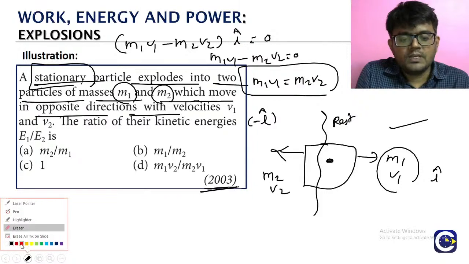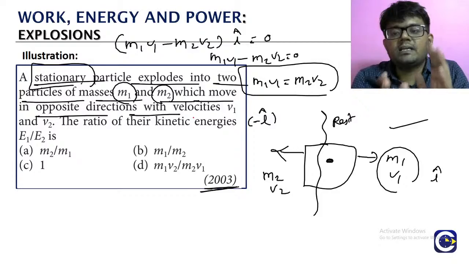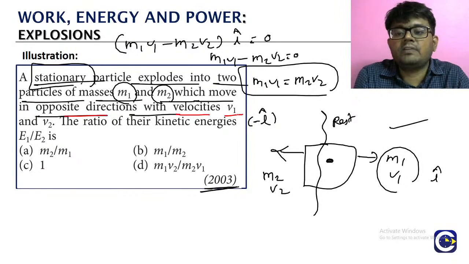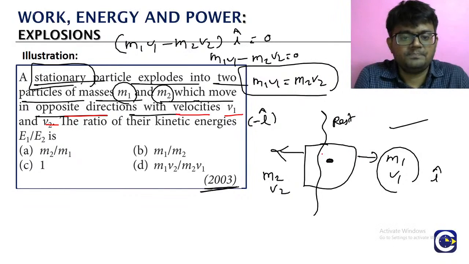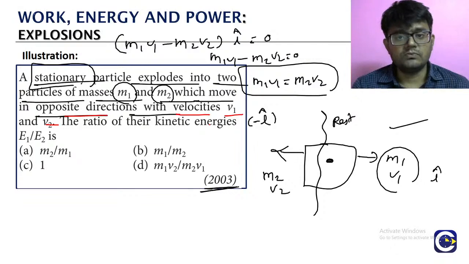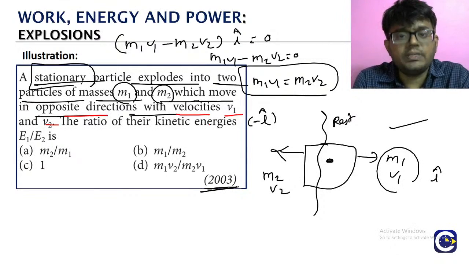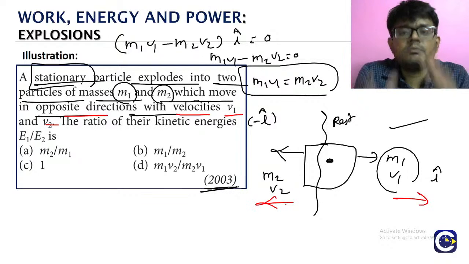So in the question, what is the question? Stationary particle exploding into two parts, m1 m2, which move in opposite direction with velocities v1 and v2. It is just as we discussed here. They are moving in opposite directions. Definitely they must move like that. Then only the total final momentum can be equal to initial momentum. And initial momentum is 0. So finally the momentum of one particle should be cancelled by the momentum of the other particle.